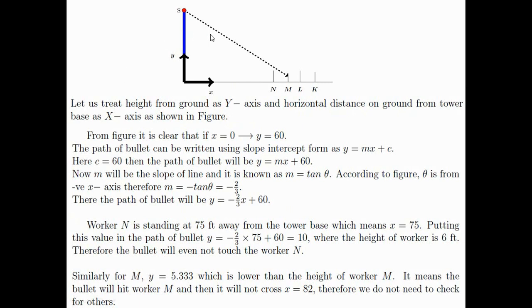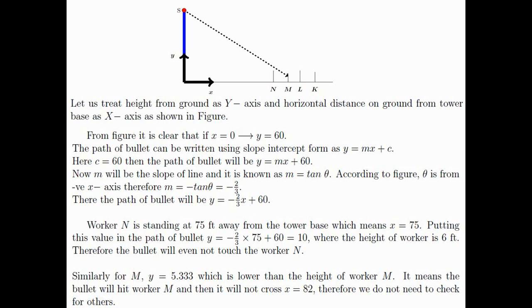Now m is also equal to the tangent of the angle taken from the ground line. Therefore, the path of the bullet is in the anti-clockwise direction, right? So we are taking the angle in an anti-clockwise direction, hence we take the tangent to be negative. Therefore, tan theta equals to minus 2/3. Hence the slope of this equation is minus 2/3. So y equals to minus 2/3 x plus 60. That is the equation of the straight line.